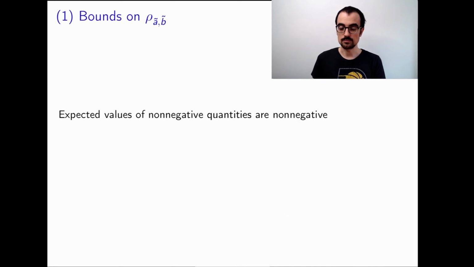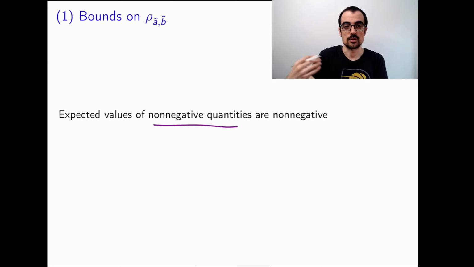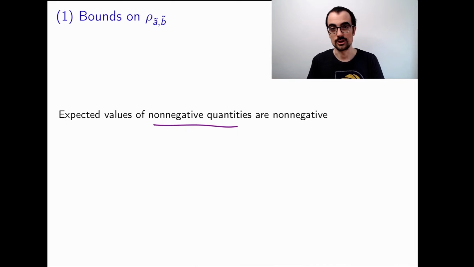The first important property are some bounds on the correlation coefficient. In order to establish these bounds, we are going to use the fact that if you have the expected value of a non-negative quantity, then that expected value is always going to be non-negative, because when you're computing the expected value, you take that quantity, you weight it by probabilities or probability densities, and you take a sum or you take an integral. So if you're taking a sum or an integral of non-negative quantities, the result is going to be non-negative. That's why the expected value of a non-negative quantity is always non-negative.